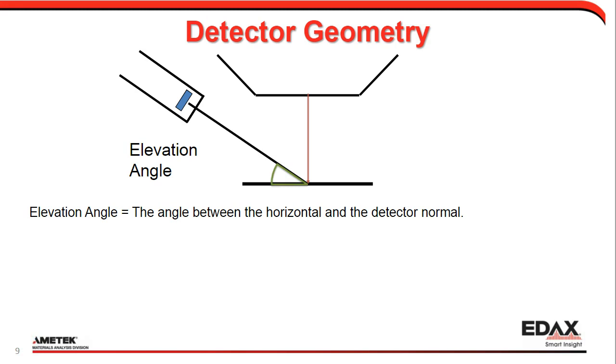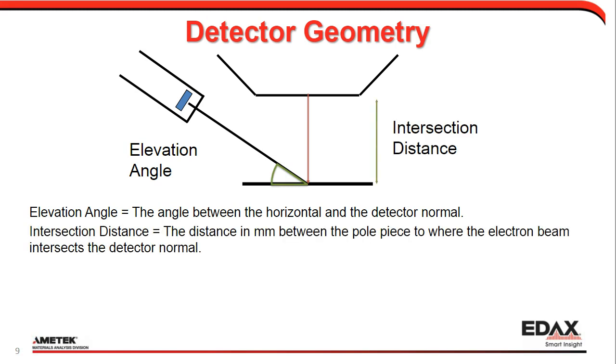We then have the intersection distance. This is the distance in millimeters between the pole piece where the electron beam intersects with the detector normal. So again, this is a pure geometry thing. It has nothing to do with the sample. Typical intersection distances are 10 millimeters on most systems. If it's a FIB dual beam system, then it's typically about 5. There's some that's 15. There's some that's 8.5. This is all microscope specific.